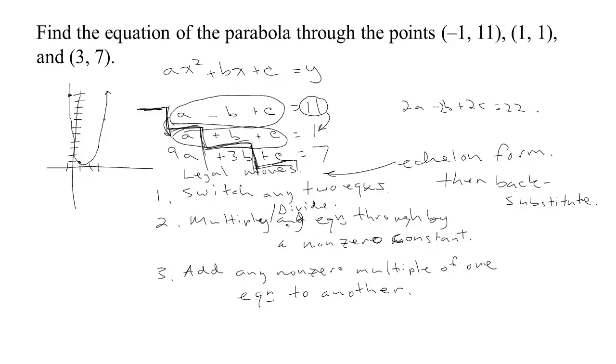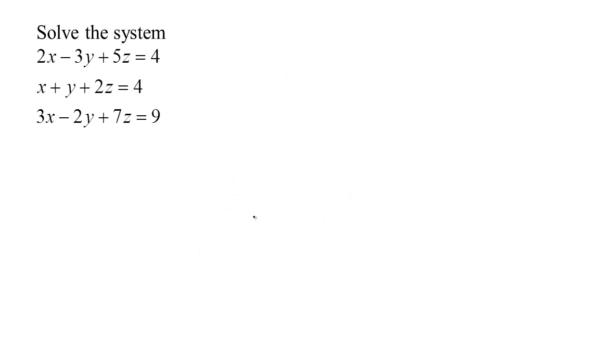So we've got those three steps. I apply them. I want you to see what happens in a system that's inconsistent, so that there's no solution, or a system that's dependent, so that there's a whole line or plane of solutions. Let's start with this one.